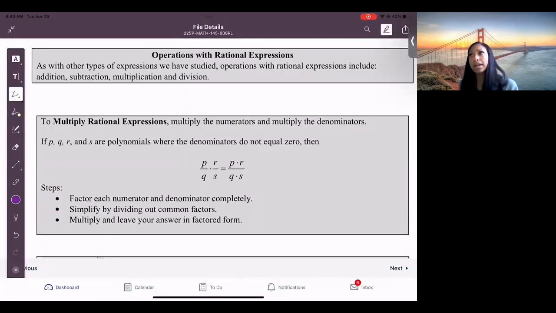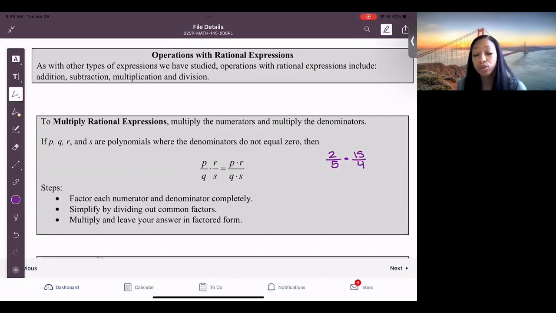We also want our answer to be in simplified form. So let's think about if we had something like 2 over 5 times, I don't know, 15 over 4.